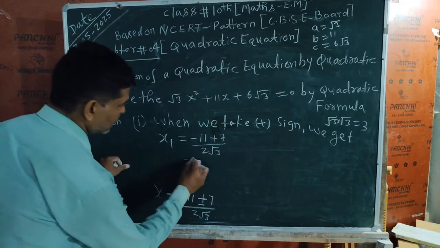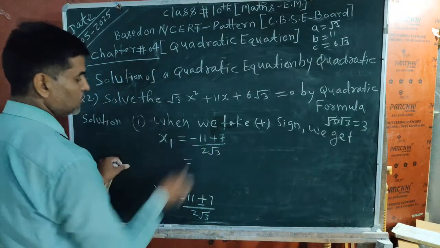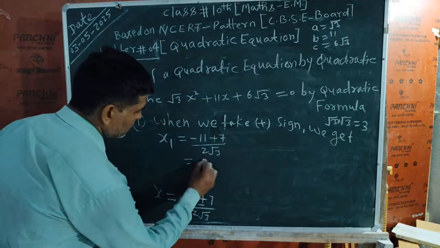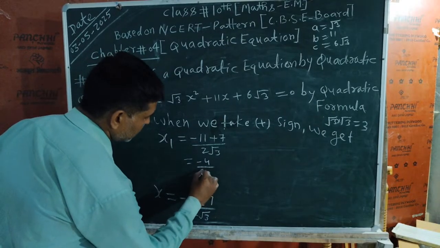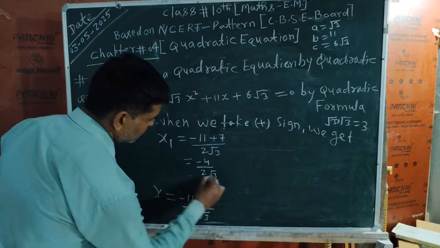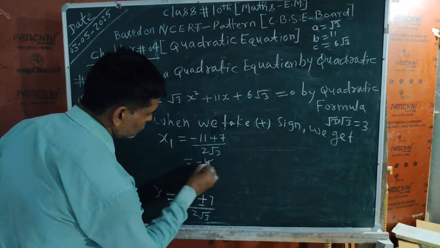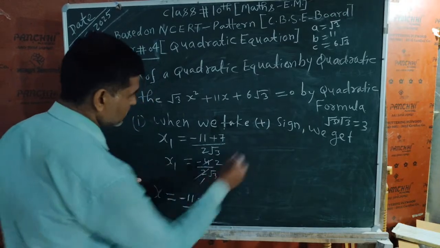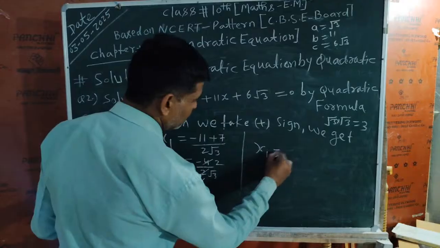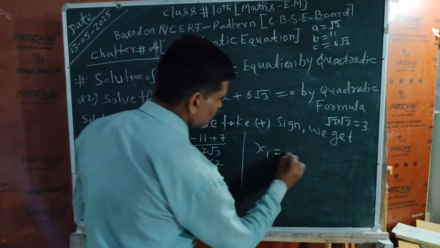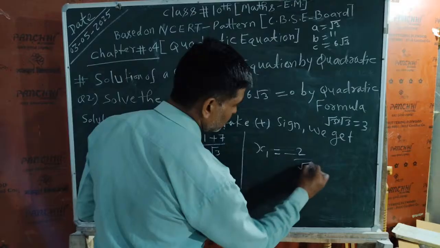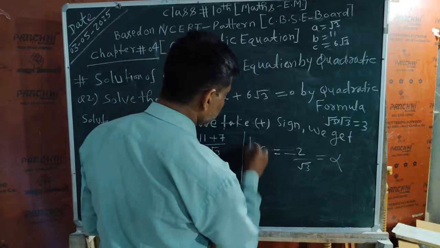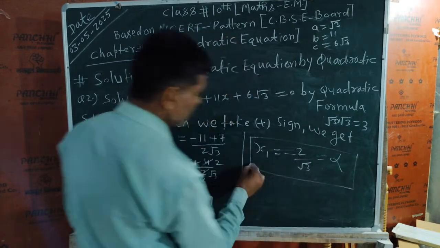So I will simplify it also. Minus 11 plus 11: the minus sign and this plus, so it will be 4, divided by 2 root 3. So 2 1 is 2, 2 2 is 4. I will write this as x1. After simplification, I am going to write minus 2 divided by root 3, and this will be alpha, because its value I am assigning to alpha.